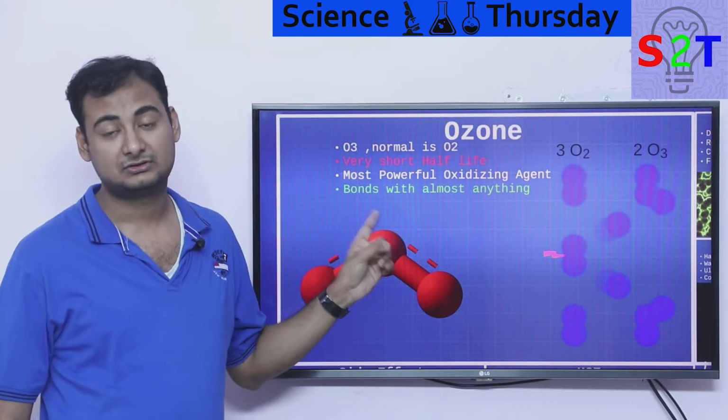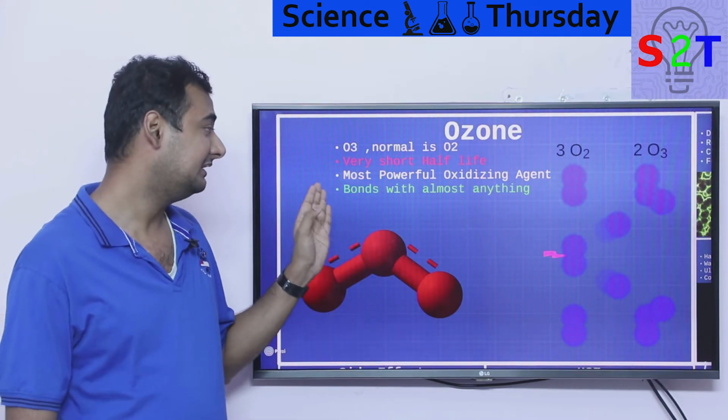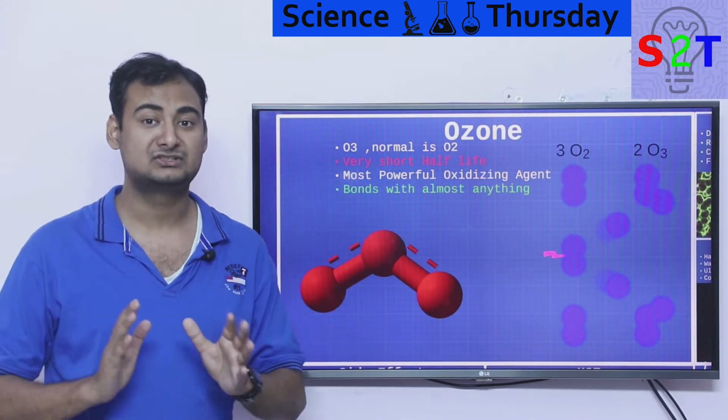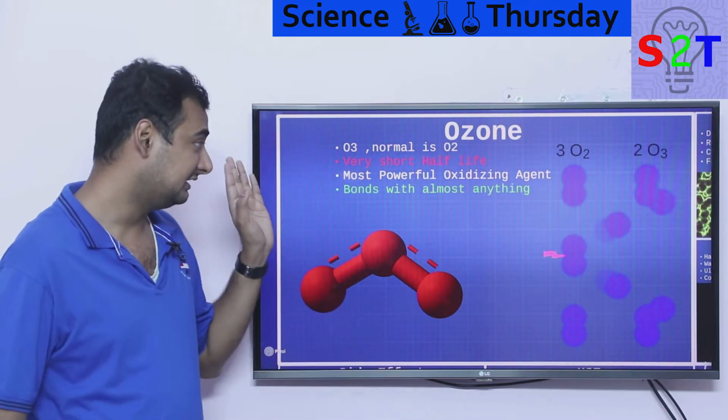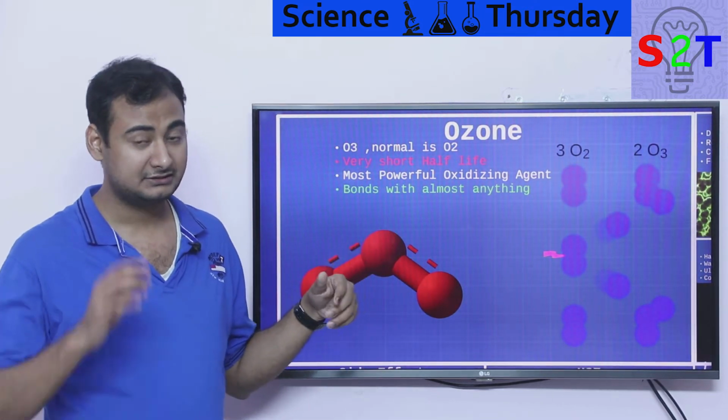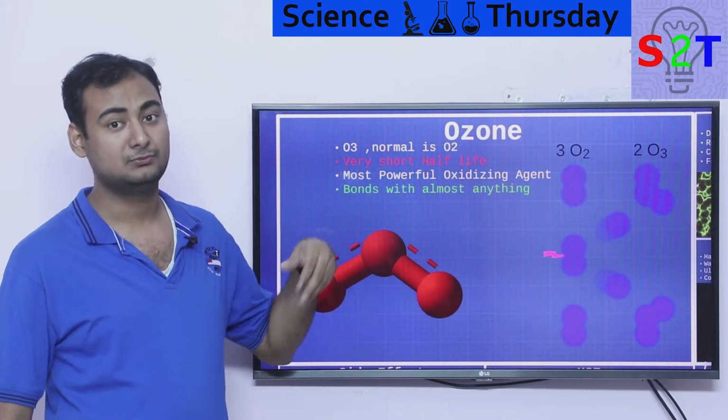Now this also gives it the unique ability to bond with almost anything, including salts, including metal ions. Because it's the most powerful oxidizing agent, that gives it the ability to bond with almost everything.